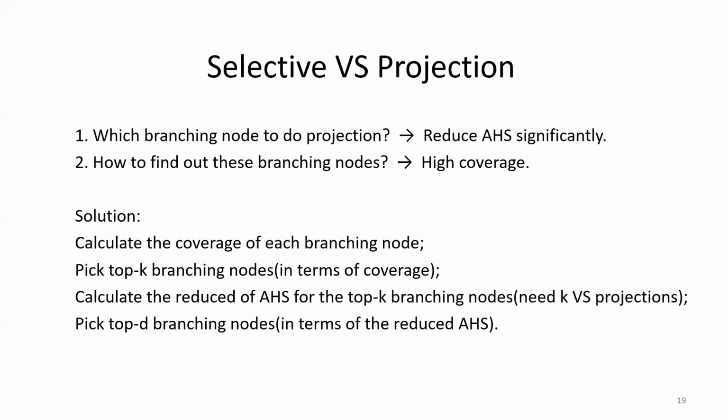So our solution is like this. Calculate the coverage of each branching node, and then pick the top K branching nodes in terms of the coverage, and then calculate the reduction of AHS for the top K branching nodes, and pick the top D branching nodes in terms of the reduced AHS.